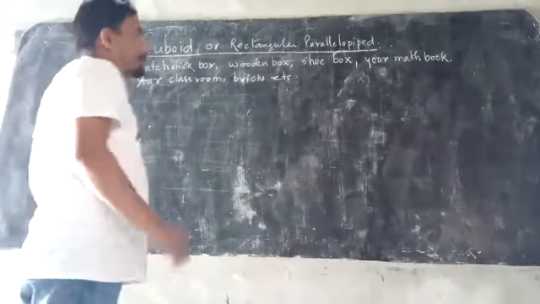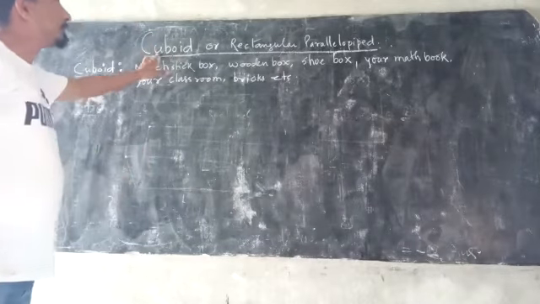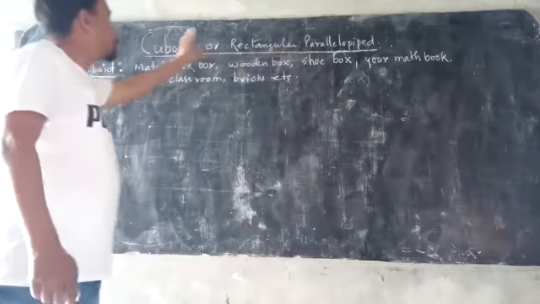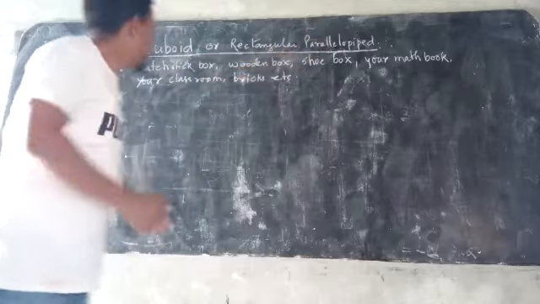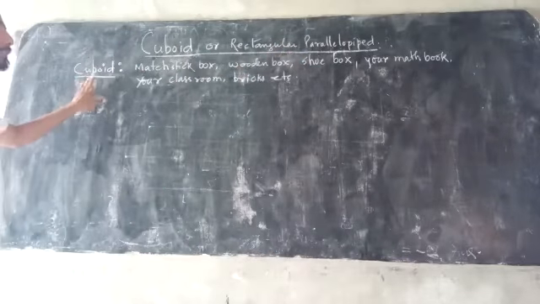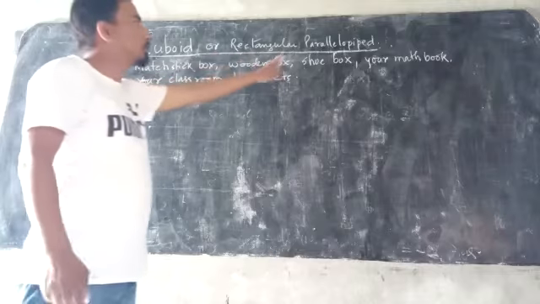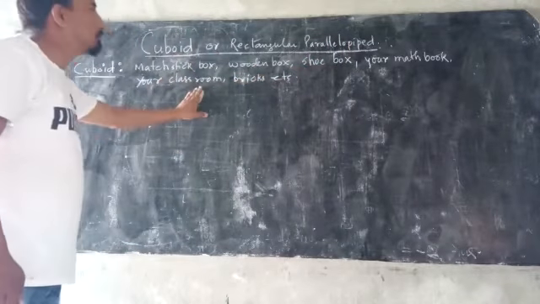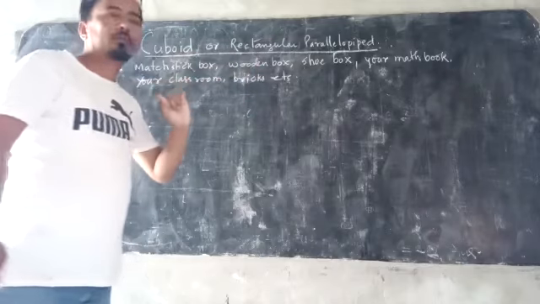Dear students, today my topic is cuboid or rectangular parallelepiped. Cuboid is also known as rectangular parallelepiped. Examples of cuboid: matchstick box, wooden box, shoe box, your math book, your classroom, bricks, etc. These are the examples of cuboid.